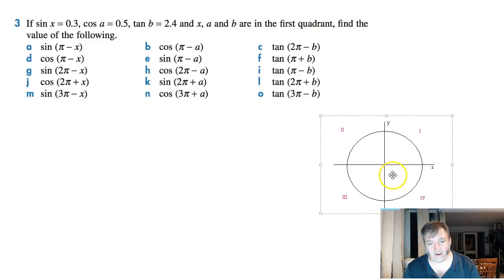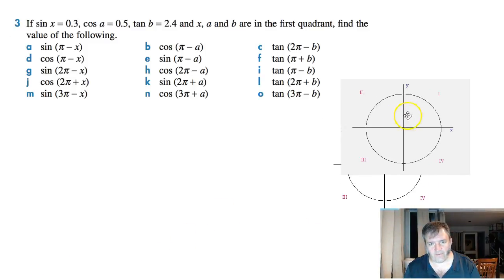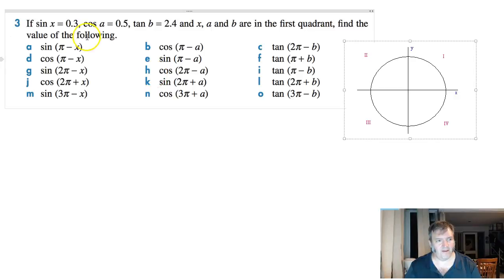All right, let's see if we can have a crack at question 3 here. Hopefully we'll be able to help out a little bit. So we've been given 3 different angles here: sine of x, cosine of a, and tan of b. They're all in the first quadrant, which means they're acute.